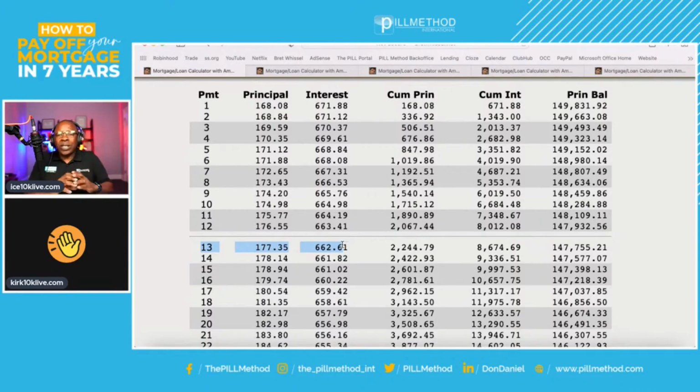Now, am I saying always get the highest interest available? Am I saying never get the lowest interest rate available? No. What I am saying is that there is a math formula that you can use to figure out for your family what is the right interest rate for you.